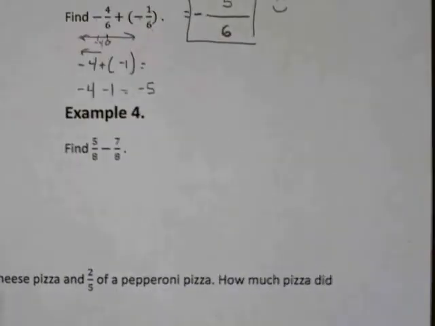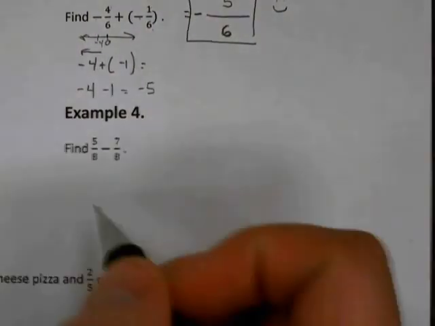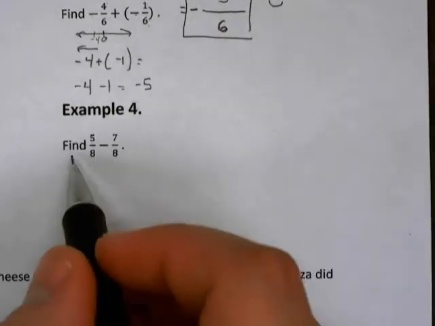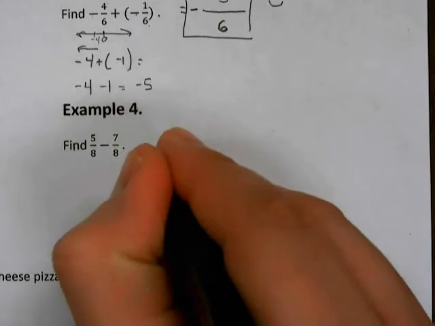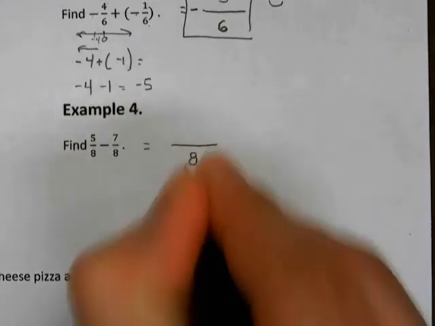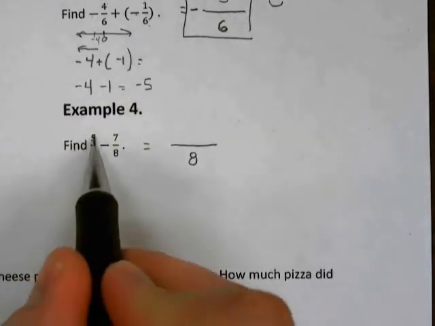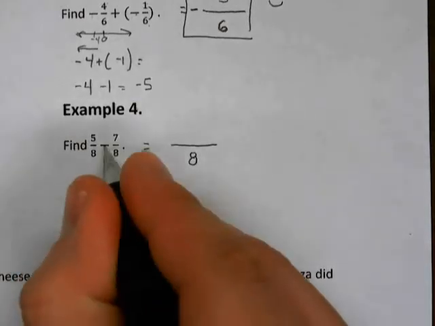Alright, so last example here. Actually, this is not the last example. Example 4 says find 5/8 minus 7/8. So we know, again, that the denominator is just going to be an 8. And we have to take it one at a time: 5 minus 7.